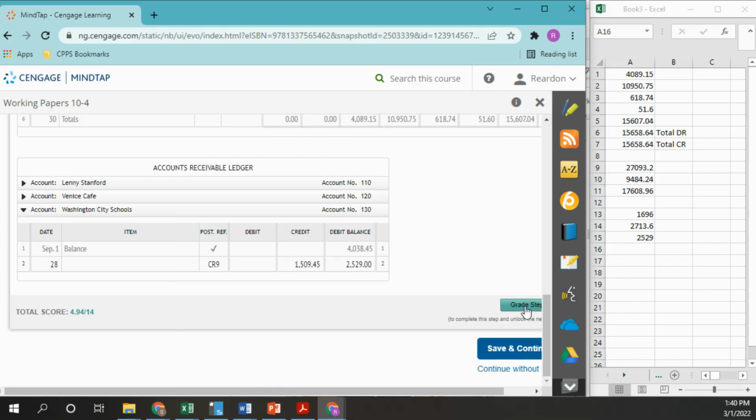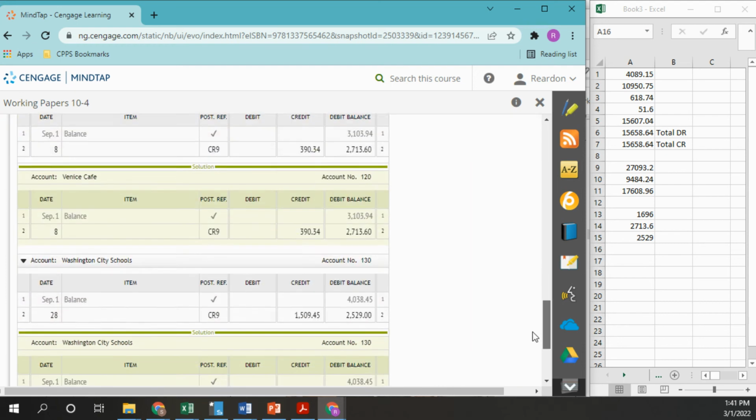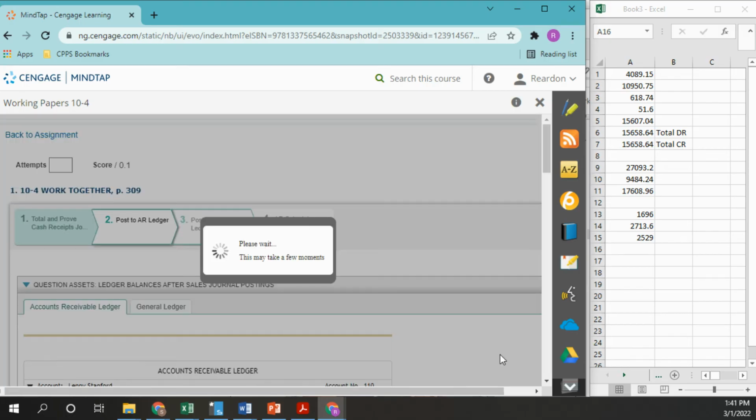How did I do? Two out of two. Didn't get that first part perfect, got the second part perfect.